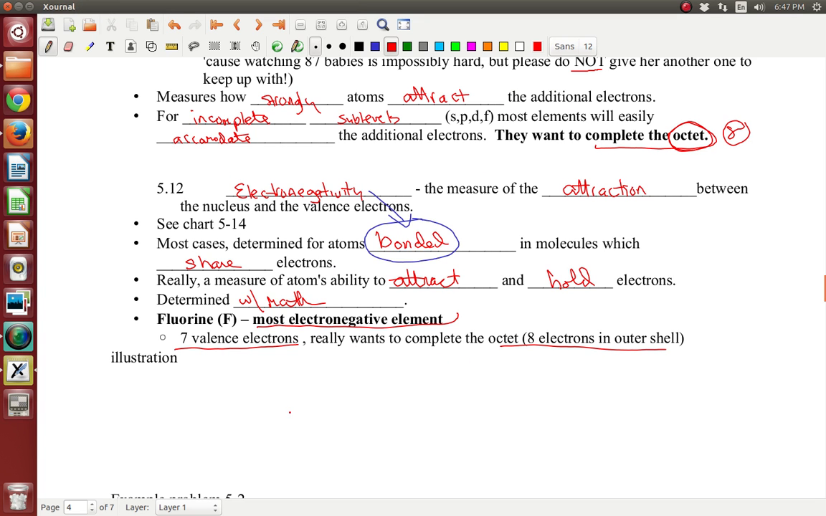So here we have fluorine. Okay, it's a small atom. It has 2 energy levels. The first energy level is the 1s2. The second energy level is where you find its valence electrons. It has 7 valence electrons. One little hole there. So it's small. So it's holding tightly those electrons.